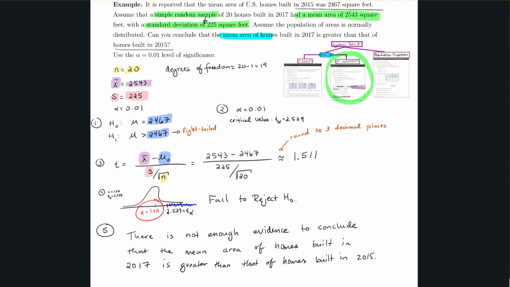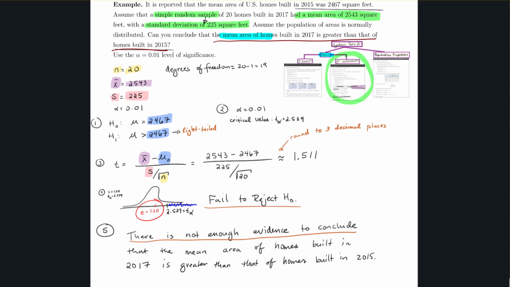Now, as we're dealing with fail to reject H naught, we've got our beginning phrase that we have to have. There is not enough evidence to conclude, and then we follow up with what we were trying to show. Well, just based on how the problem was phrased, we clearly see what we were trying to show is that the mean area of homes built in 2017 was greater than that of 2015. So we just finish up our conclusion by saying there's not enough evidence to conclude that the mean area of homes built in 2017 is greater than that of homes built in 2015.